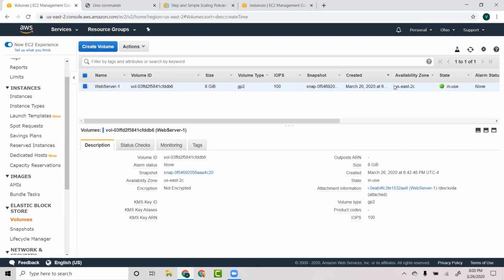Can you tell me, based on this one, if I tell you that this is my EBS volume attached to an EC2 instance, can you tell me my EC2 instance's availability zone?